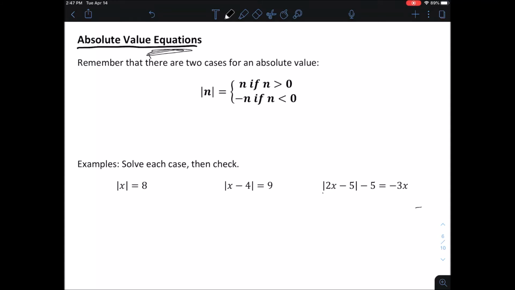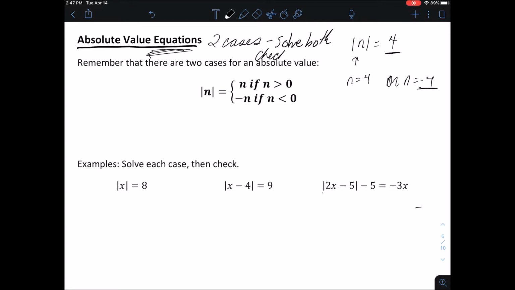We're looking at still absolute value, but this time we're going to look at equations. So remember that in an absolute value, the absolute value of a number, let's say it's 4, that means that this could be 4 or it could be -4. So really, when I'm solving an absolute value equation, there are two cases. The positive version, the version that I was given, and the negative version of that.